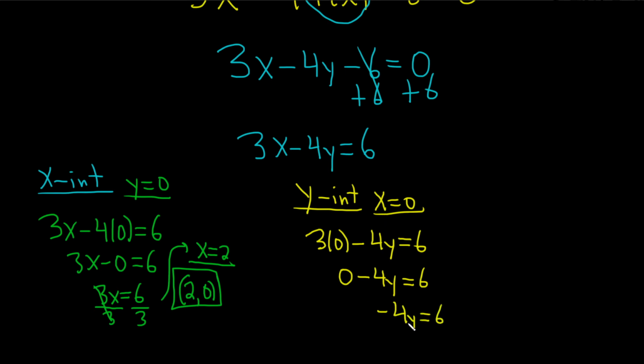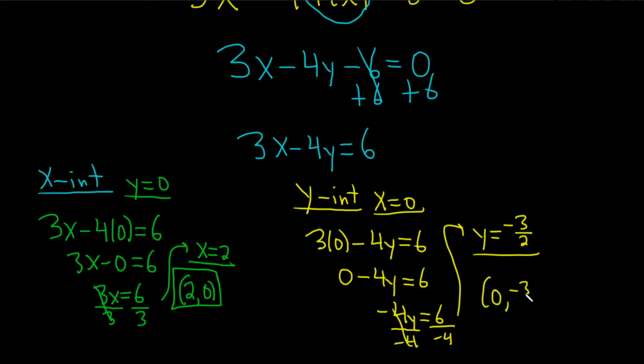Because y is being multiplied by negative 4, we can just divide by negative 4, divide both sides by negative 4. So we have y equals, 6 over 4 is 3 halves, and this is negative 3 halves. So when x is 0, y is negative 3 halves. So this will be (0, negative 3 halves), and that would be the y-intercept. Okay, so now we can do the graph.